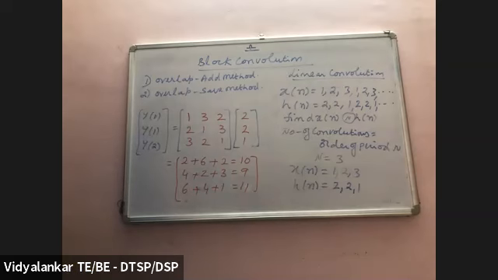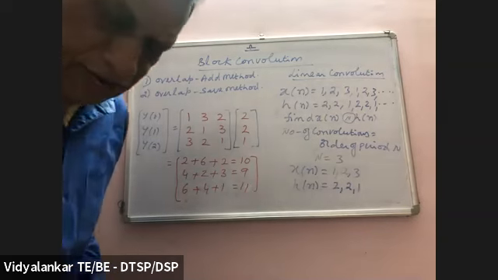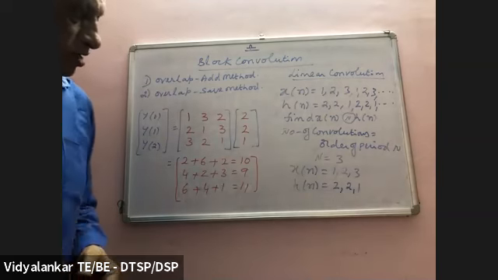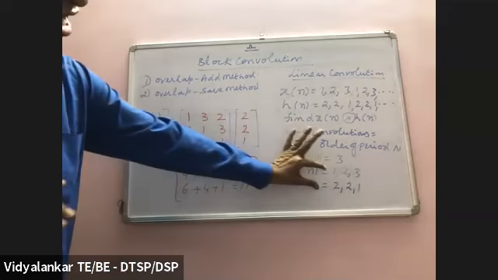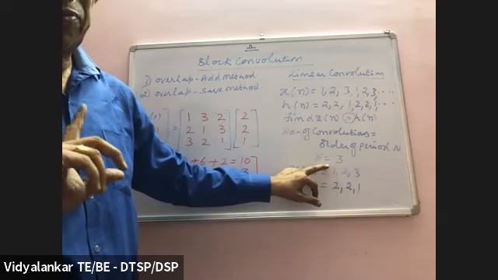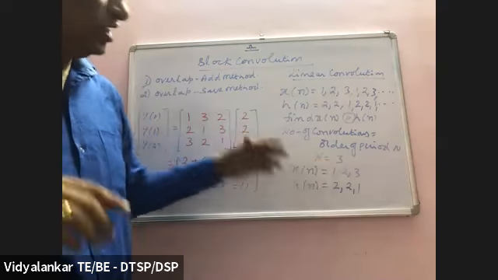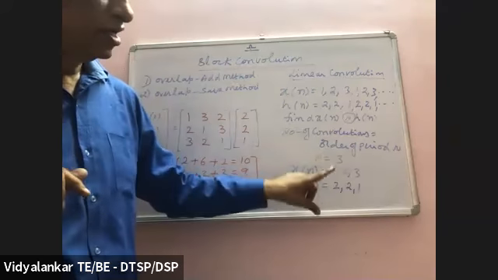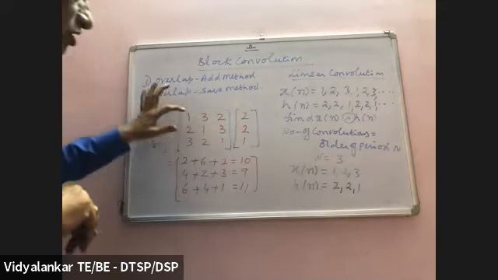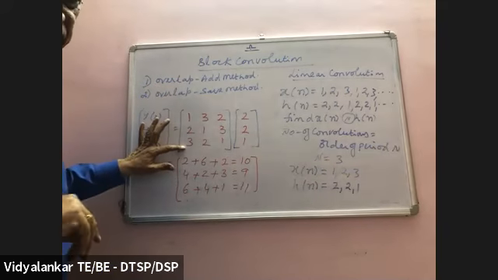Sir, can you show again how you did this step? After rotating, what did you do? But there are 2 signals, no? Any one signal, we can prepare as a square matrix. The other signal you can apply as the column matrix. Here, X is the square matrix, so whatever X values are taken go in the first column.